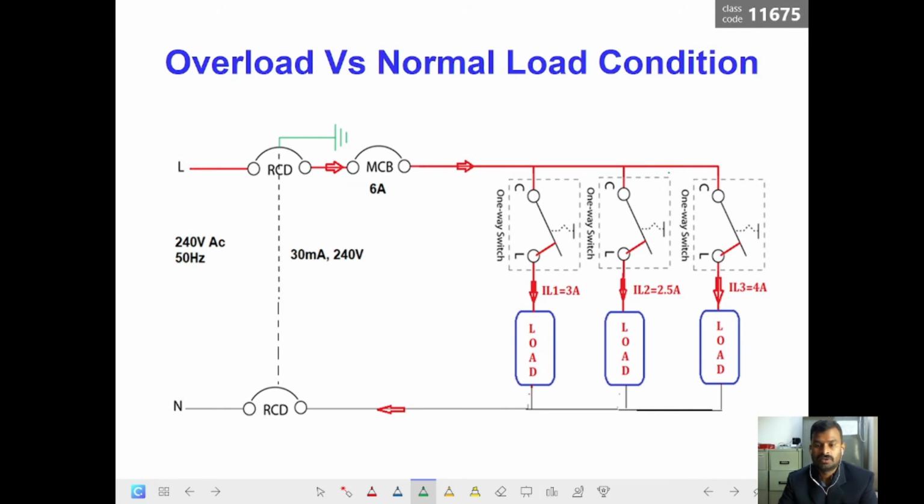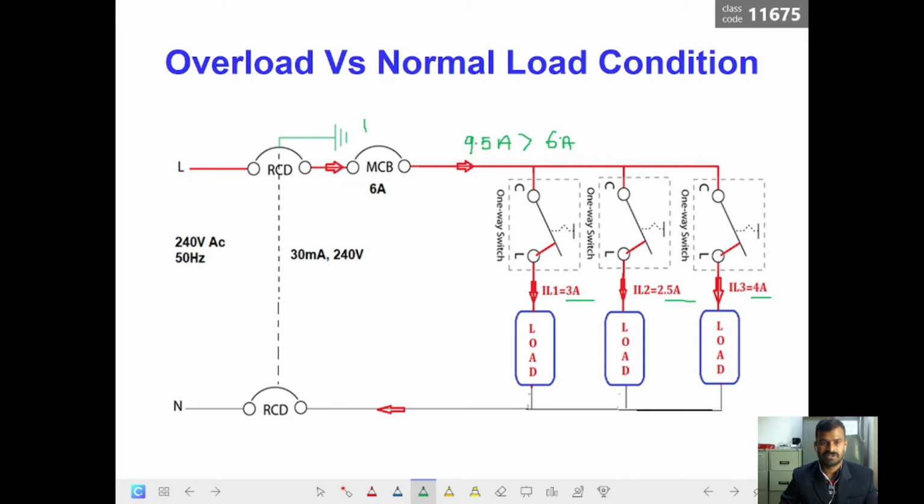Now the same thing, the overload condition. If you see in this case, you have 3 ampere, 2.5 and 4 amperes. All three loads are connected. So the summation of the three currents here will be 9.5 amperes. The 9.5 ampere is absolutely an overload condition. This 9.5 ampere is very much greater than 6 amperes. So the MCB will trip, but it will take time.